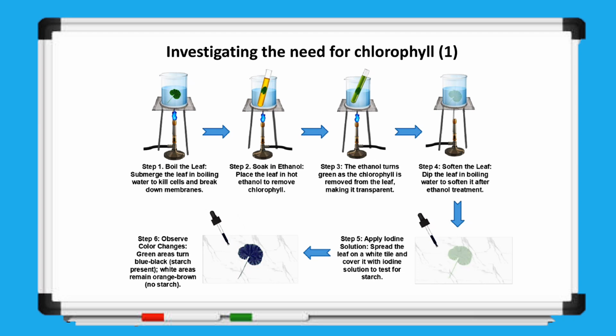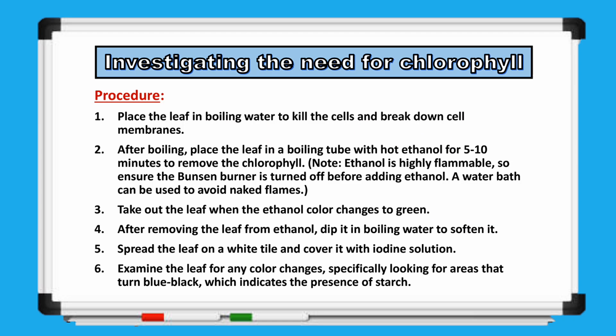The white areas, where there was no chlorophyll, remain orange-brown, indicating no starch was made and photosynthesis did not take place. This simple yet effective test clearly shows that chlorophyll is essential for photosynthesis. So, the procedure for investigating the need for chlorophyll is quite straightforward and helps us clearly see which parts of the leaf carry out photosynthesis.